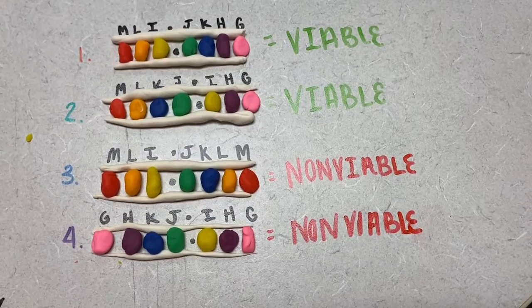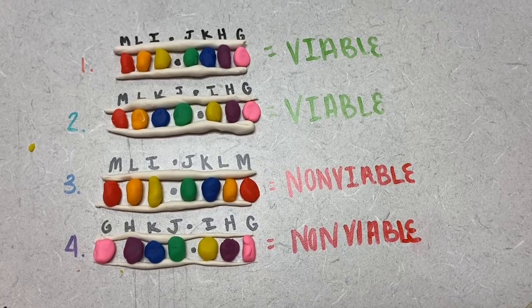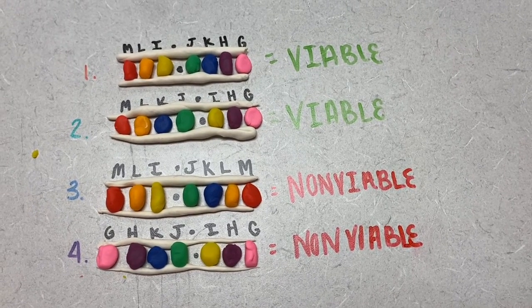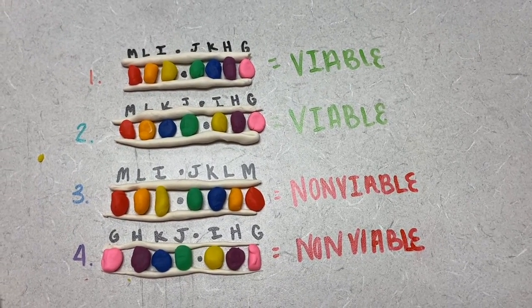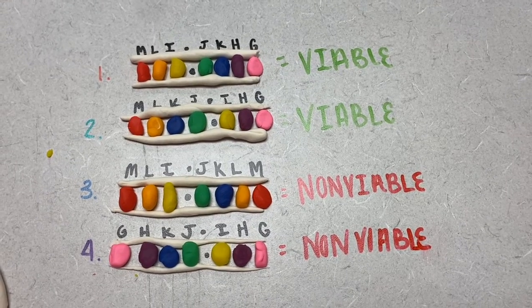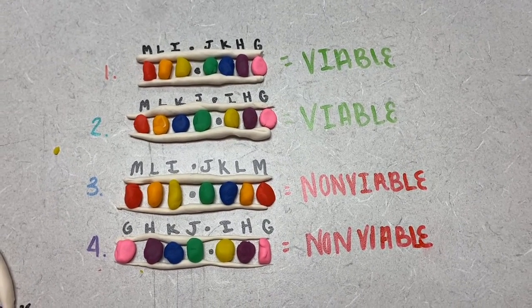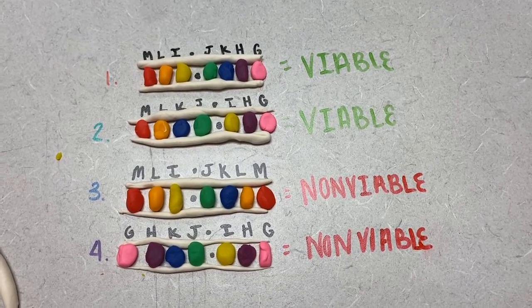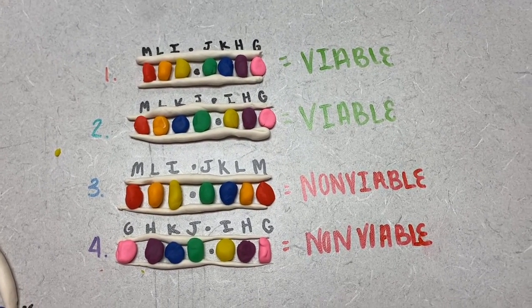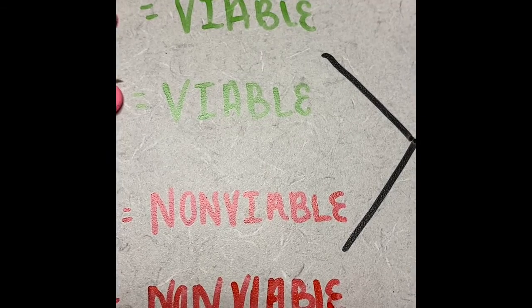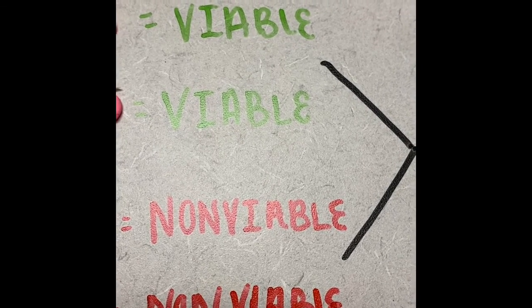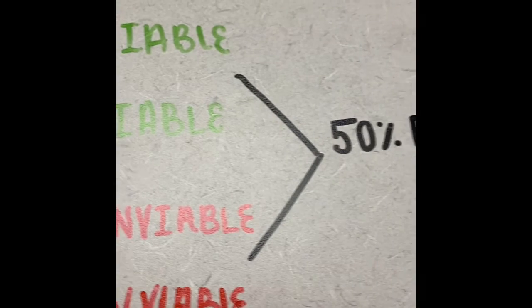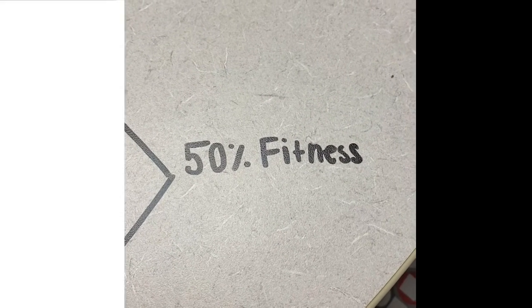For the gametes, we see that number 1 is the normal non-recombinant gamete and number 2 is the non-recombinant gamete that includes the inversion. Both of these gametes are viable because they include all regions and the centromere. Number 3 and 4 are not viable recombinant gametes because genes are either missing or have more than one copy. Out of 4 gametes, since 2 were viable and 2 were non-viable, individual 1 has a 50% fitness.